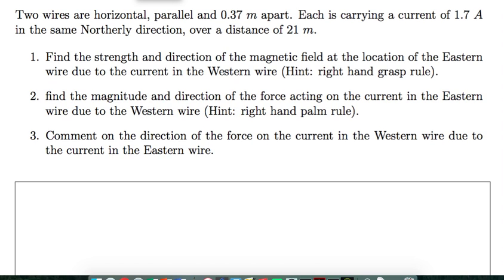Okay, a fairly quick one on electromagnetism, the ways in which electric currents, moving charges, create magnetic fields, and then the ways in which those magnetic fields affect the moving charges. So we've got a situation, two horizontal wires, parallel, 0.37 meters apart, each carrying a current of 1.7 amps in the same northerly direction over a distance of 21 meters.